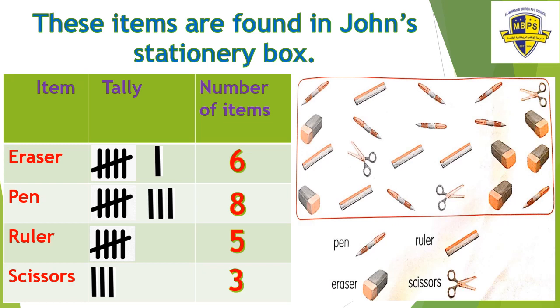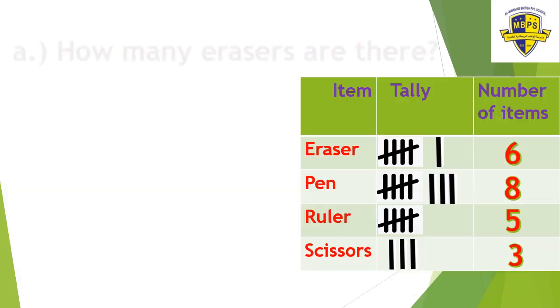Now let's go to the ruler. Let's count. Okay, you're going to put a cut or put a cross when you finish counting the rulers. Let's start. 1, 2, 3, 4 and 5th line will go across. We have 5 rulers. The next one, scissors. How many scissors do you have? 1, 2, 3. Very good children. We have 3 scissors. So in this way we can finish the chart by writing the tally marks and the number of items. You just need to count the tally marks and write the number of items.